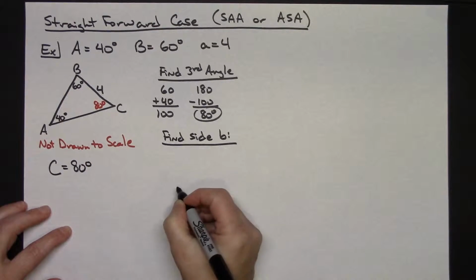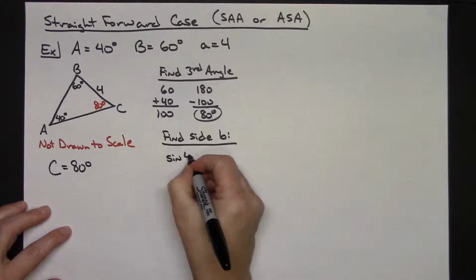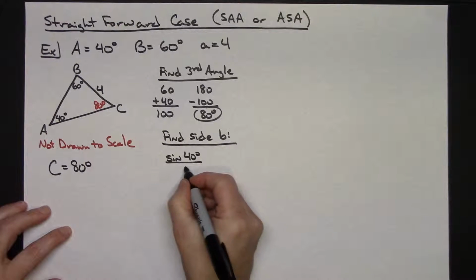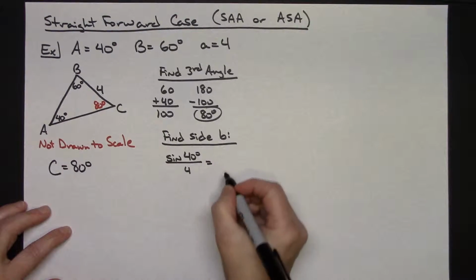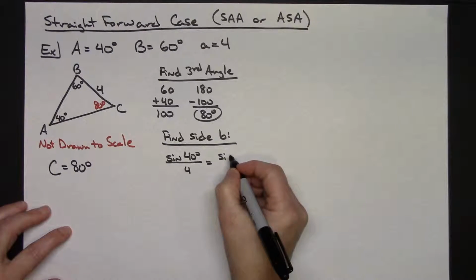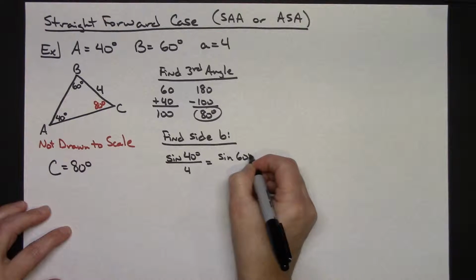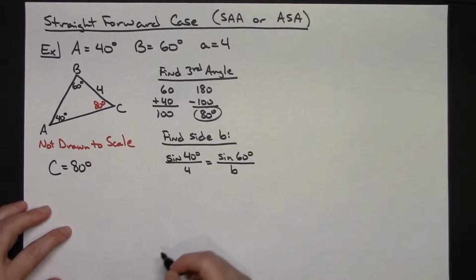Okay, so I'm going to set my formula up. Sine of A, so sine of 40 degrees, over the side opposite, which is 4, is equal to the sine of 60, because that's the angle across from the side I'm trying to find, sine of 60 degrees, over little b, and that's what I don't know.